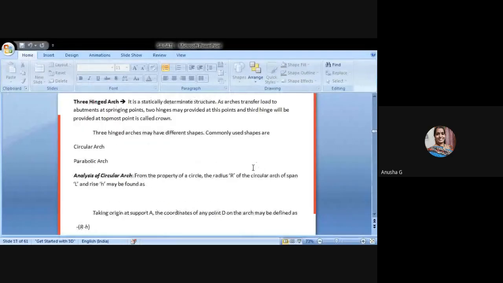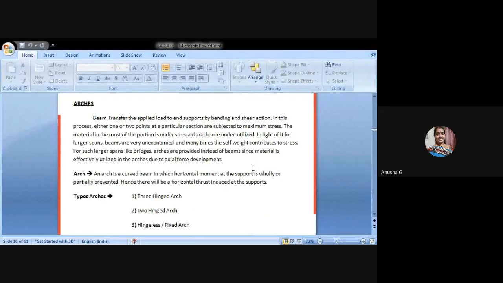Okay, see here, first of all, what is meant by an arch, and where we have to use this type of arch. A beam transfers the applied load to the end supports by bending and shear actions. In this process, either one or two joints, or one or two points at a particular section, are subjected to maximum stress. Whatever the load stresses that have to be obtained, all will be applied here.